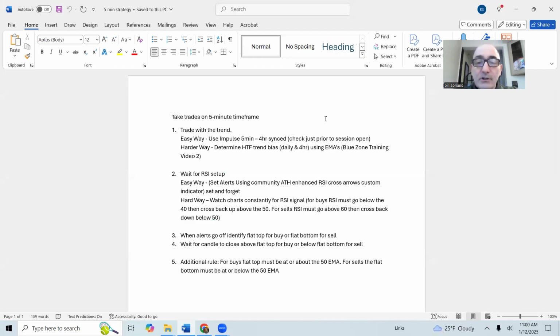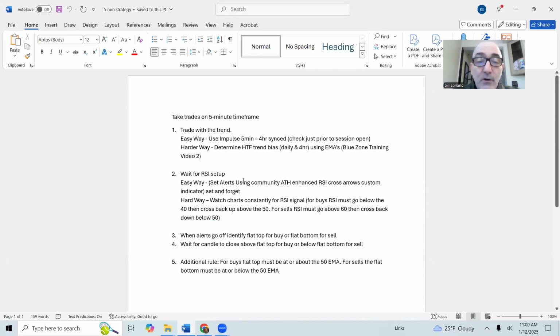Okay, so the harder way is to determine the higher time frame trend on all of these. You'd have to do a top-down analysis on every time frame, the 5 minute through the 4 hour, to determine which pairs to trade. That would take you a long time. With impulse, I'm going to show you it takes less than 2 minutes.